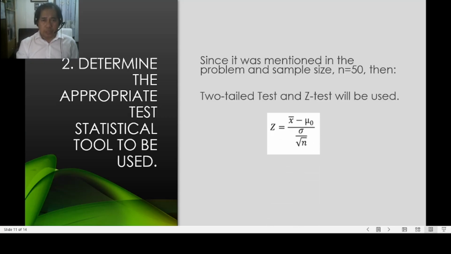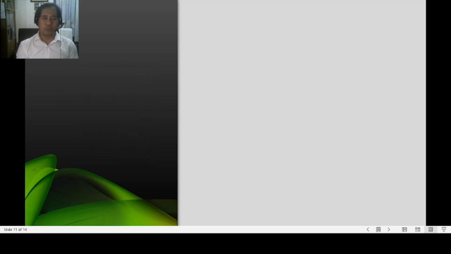Another one is the statistical formula that we are going to make use of. So z is equal to the quotient of the sample mean minus the population mean over the population standard deviation divided by the square root of n, or actually that is the same as multiplied by the square root of n. This is the statistical tool that we are going to use.